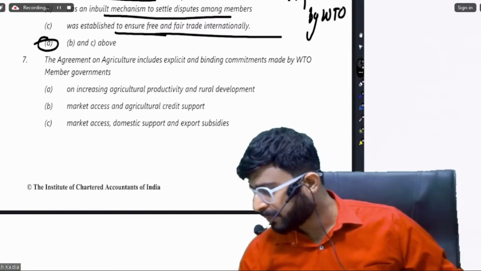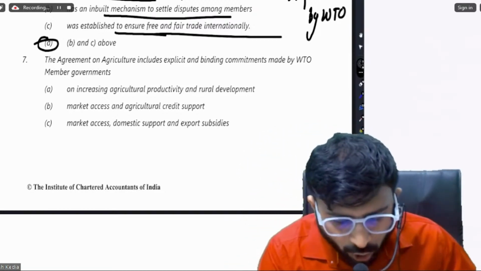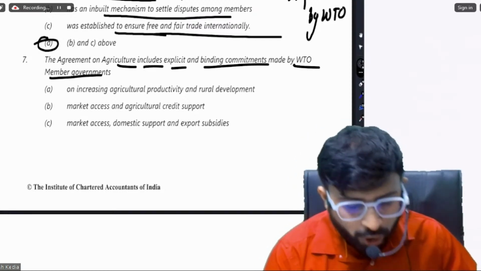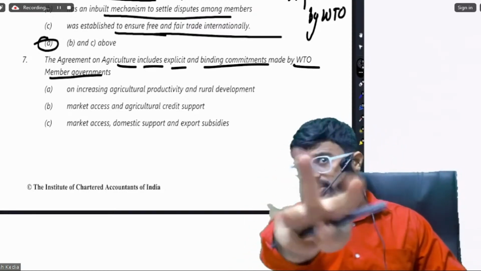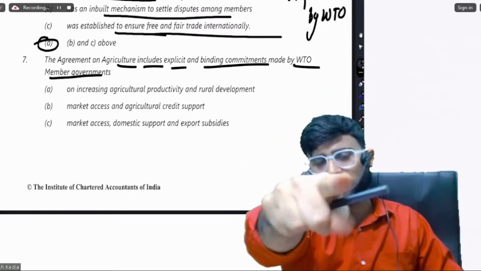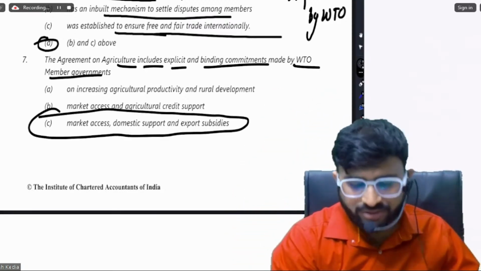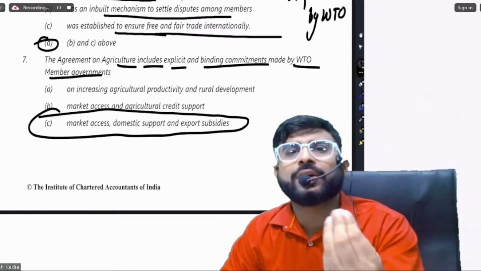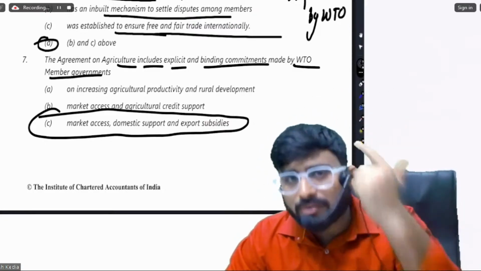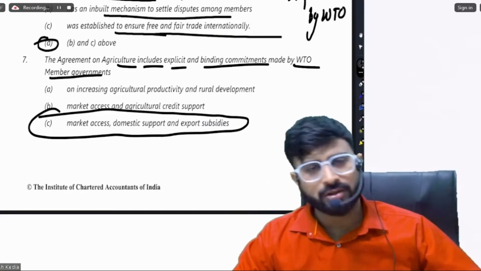The agreement, please pay attention. The agreement on agriculture includes explicit and binding commitments made by WTO countries related to three words. Three words I told you to remember: market access, domestic support, and export subsidies. Here are the three words. See, I told you in an MCQ examination, you don't have to learn everything. Just read and remember the keywords. That is the secret.